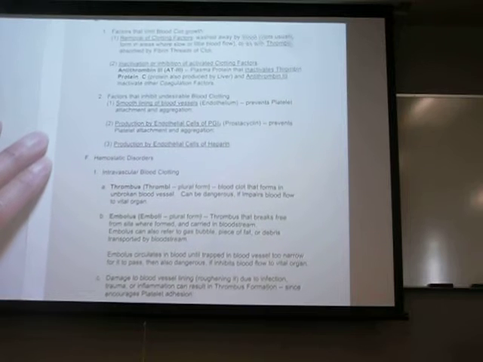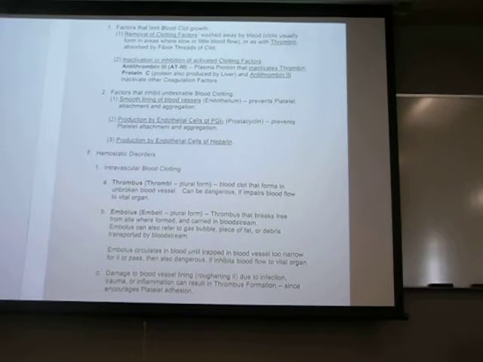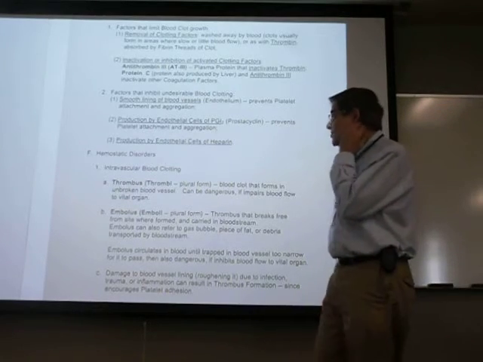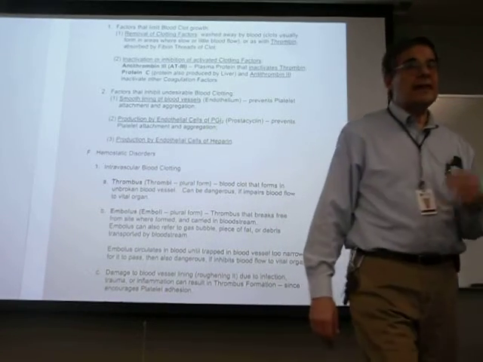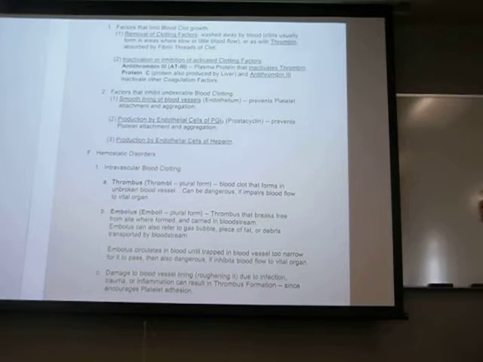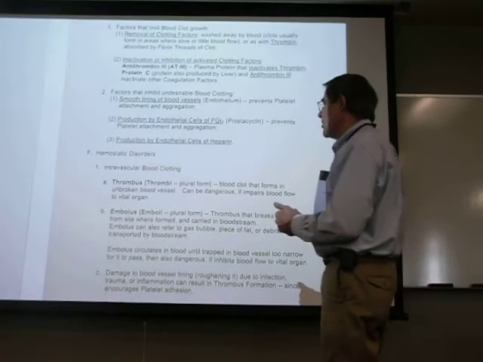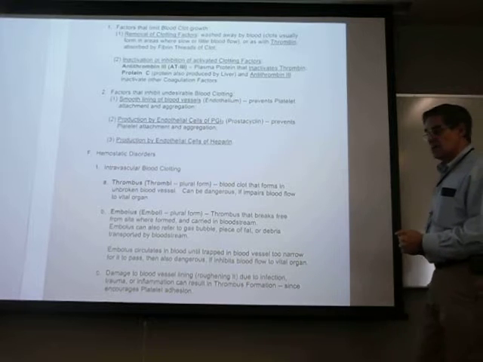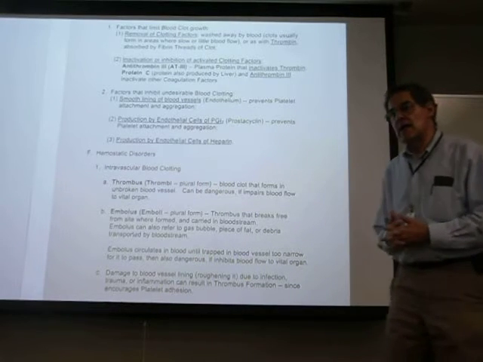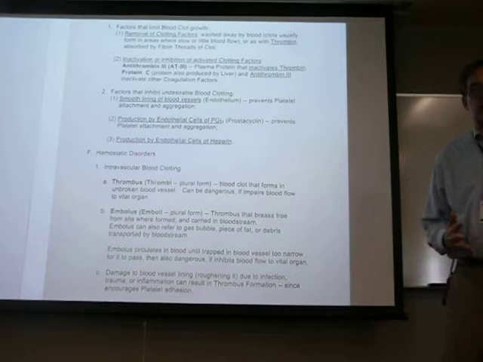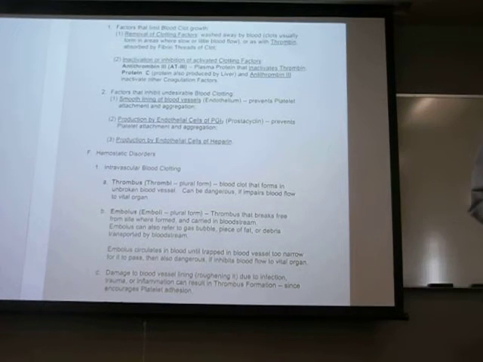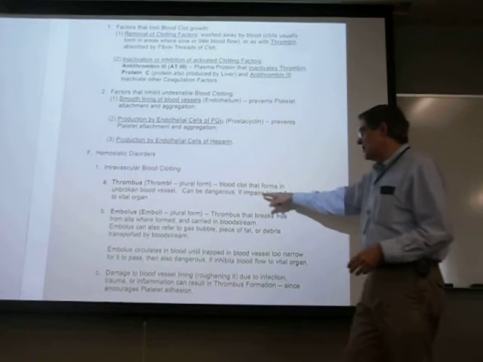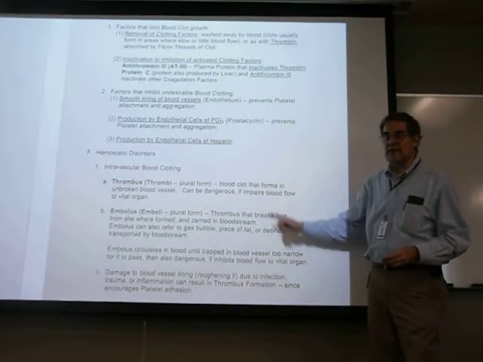Okay, let's look at disorders associated with blood clotting. So, hemostatic disorders. One thing is blood clotting that occurs in unbroken blood vessels. We call this intravascular blood clotting. And the clot that is so formed is called a thrombus. The plural form is thrombi. That's where we get the term thrombocyte, another name for platelets. So again, a thrombus is a blood clot that forms in an unbroken blood vessel.